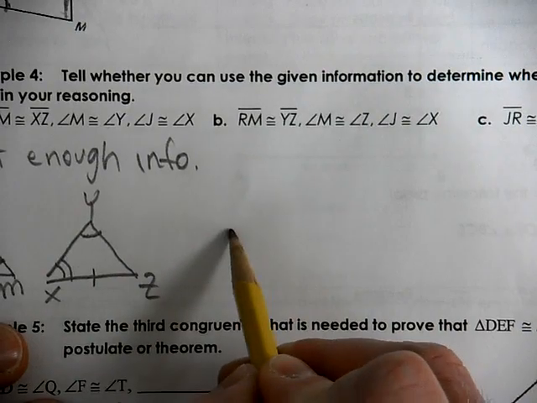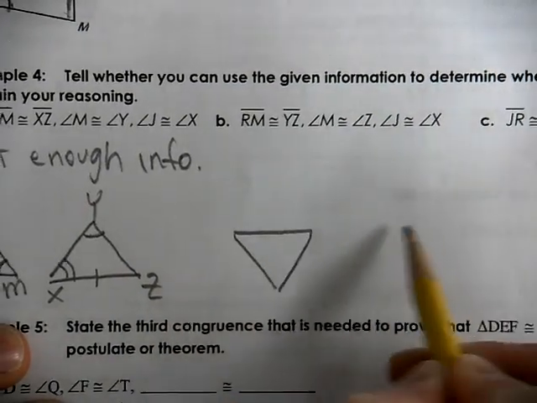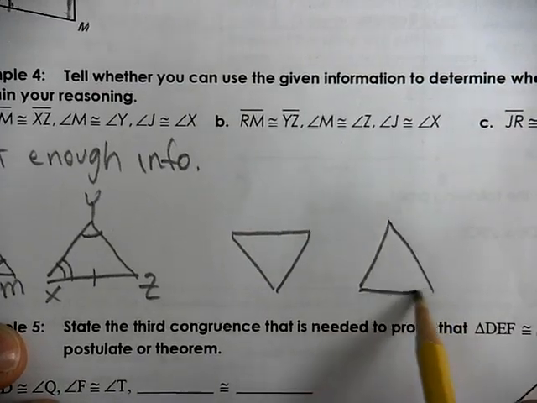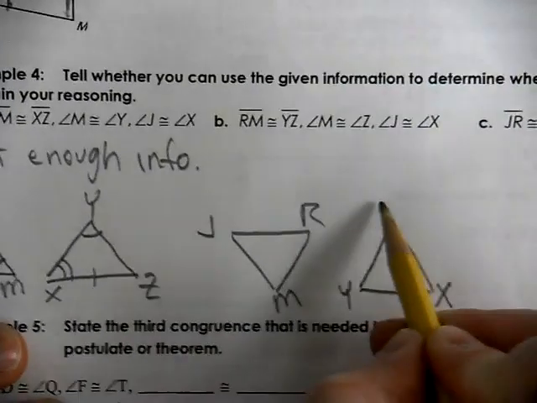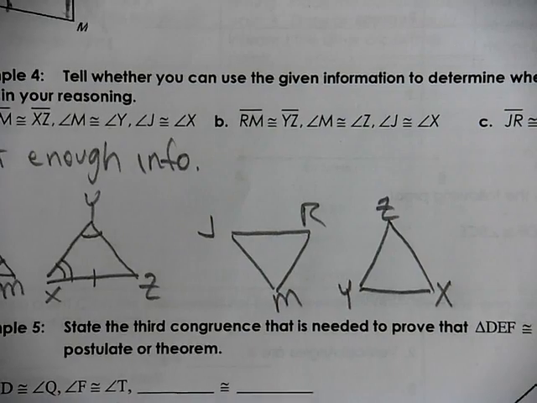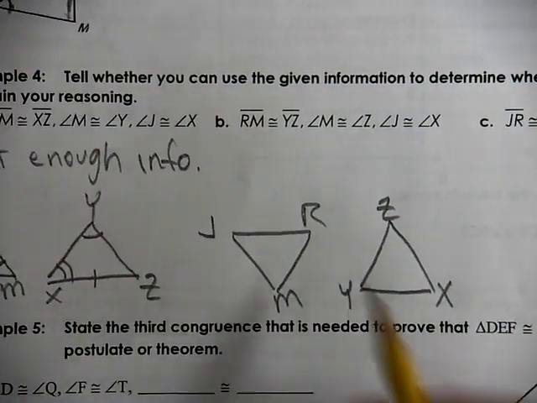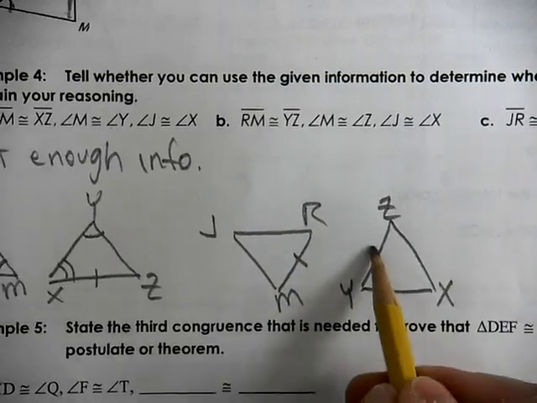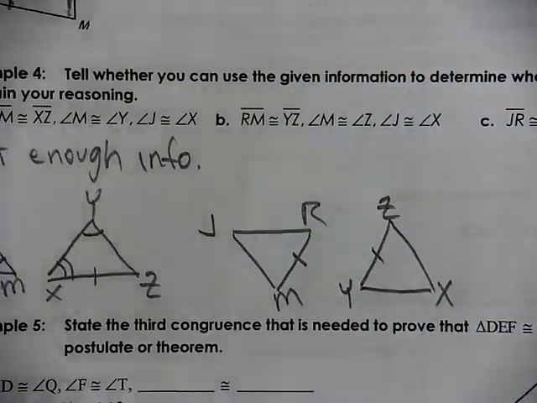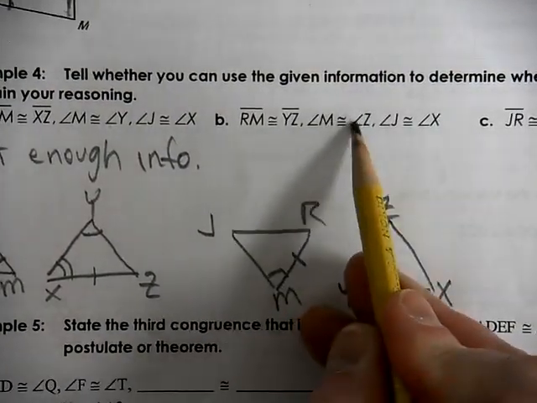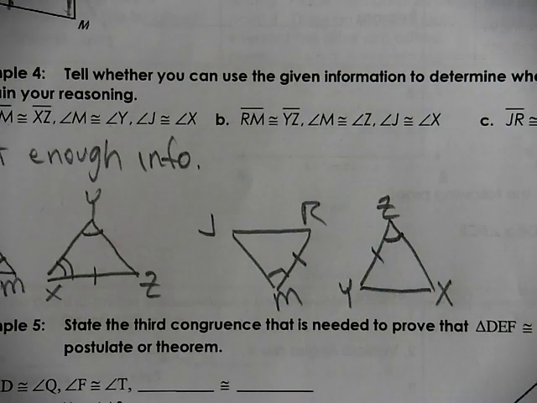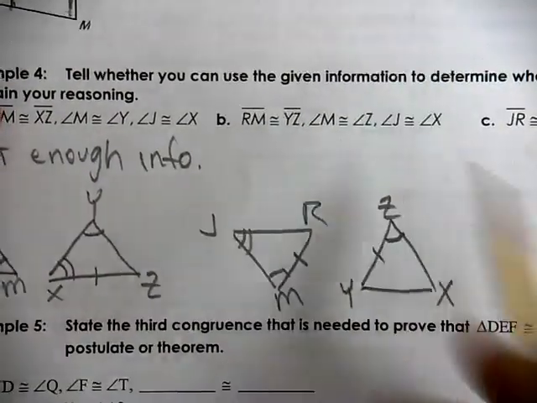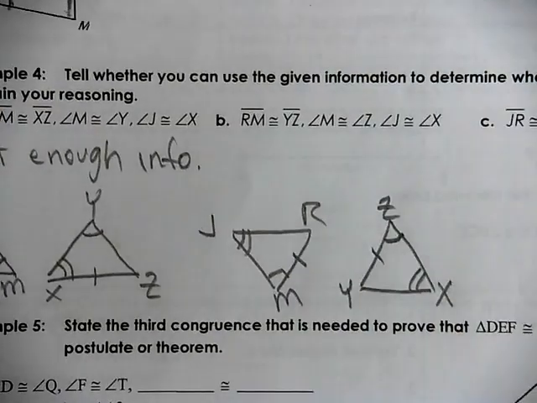Let's draw our triangles again. I'll draw it in a different order this time. Kind of complicated a teeny bit more. We'll put JRM and we'll say XYZ. RM is congruent to YZ. Angle M is congruent to angle Z. So notice how I'm putting the tick marks onto the figure. And angle J is congruent to angle X.